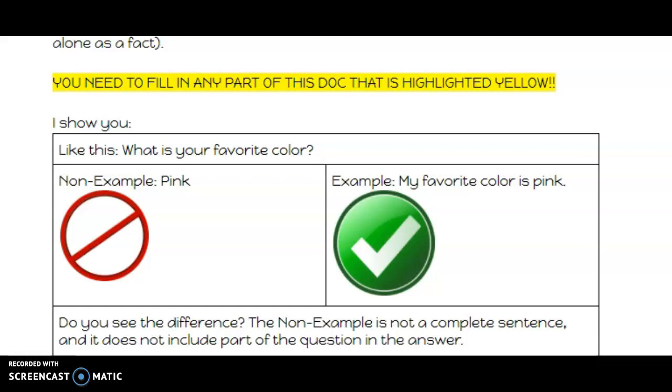But an example would be, my favorite color is pink. Do you notice how there is a capital at the beginning of the sentence and a period at the end? And it also includes part of the question and the answer, because the question was, what is your favorite color? And I answered by saying, my favorite color is pink. So that's the way that I'm expecting you guys to answer your questions on your document today.